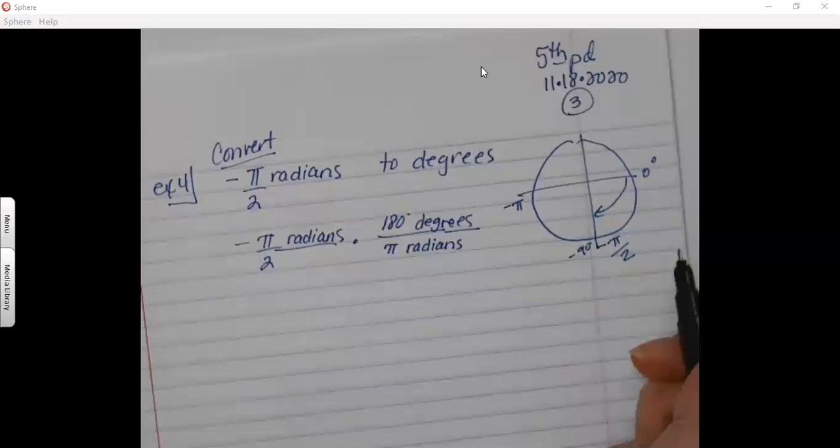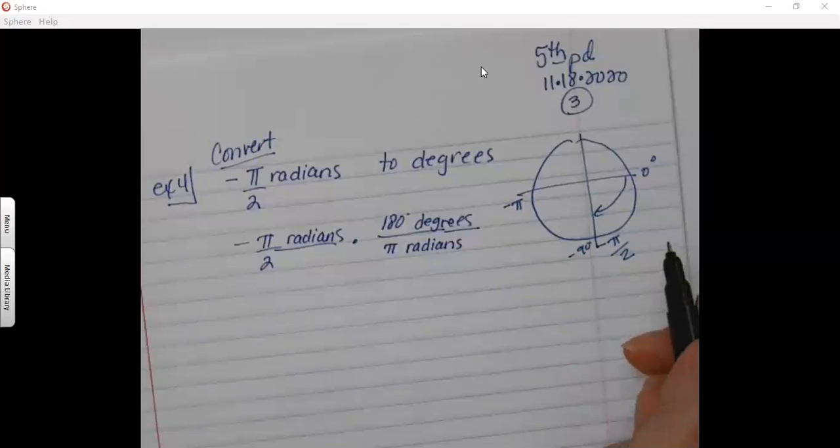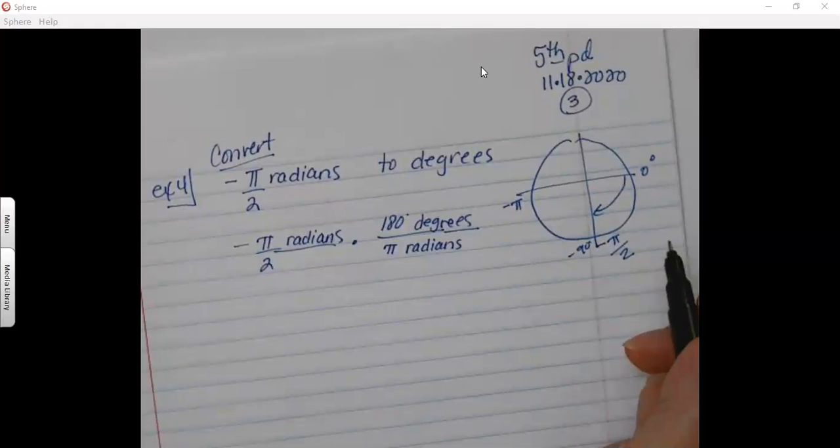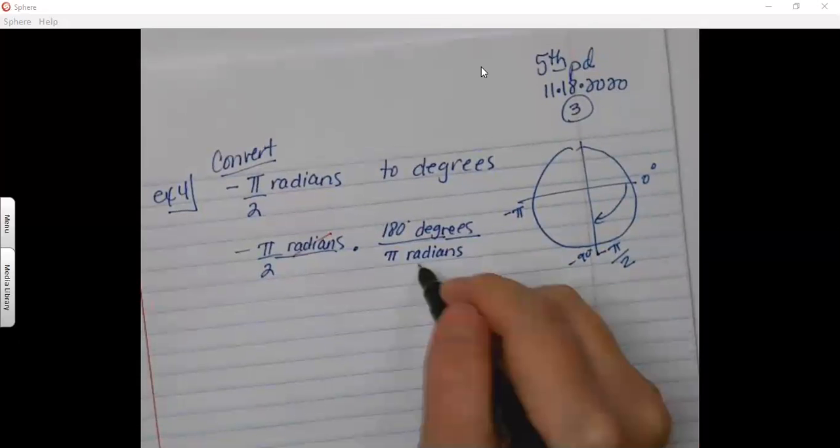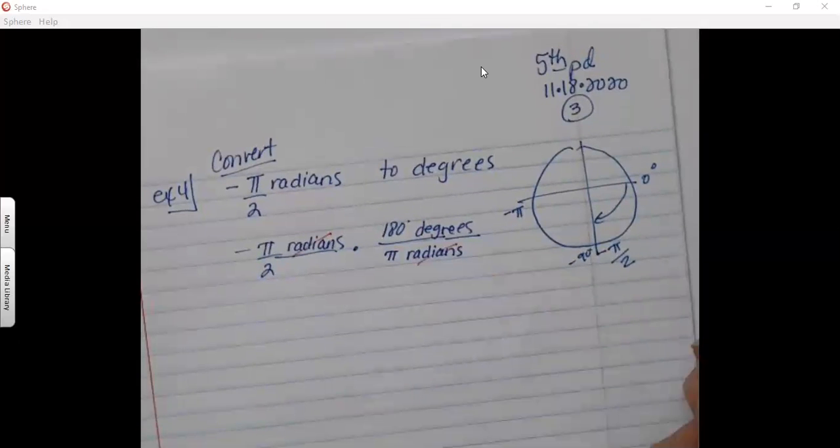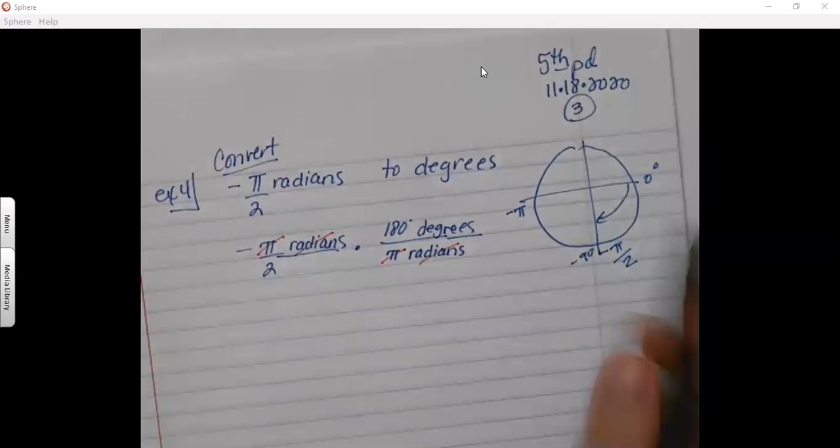That's the conversion. Like when you convert meters and feet, there's a conversion. Well, we're converting radians to degrees. There's a conversion, so you want the words radians to cancel. The pi's cancel. And I can reduce because 2 divides into 2 once and 2 divides into 180 90 times.